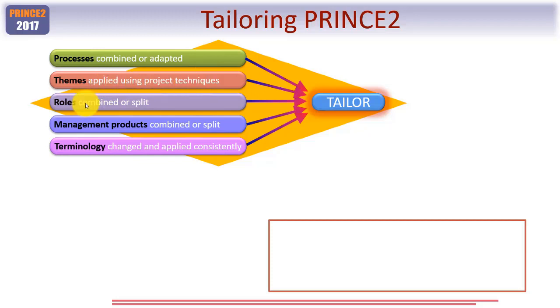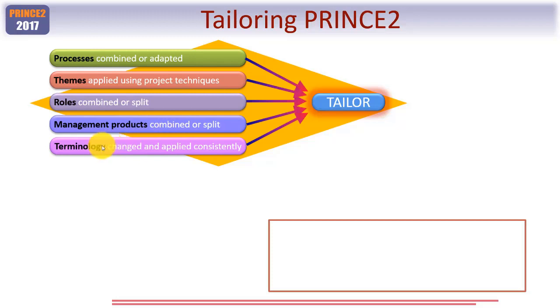When it comes to the PRINCE2 roles, these, as ever, can be combined in some way, or indeed roles could be split between one or more individuals. The management products, these are those outlines and templates contained within Appendix A. These too could be combined in some way, or indeed split into one or more, for example, documents.